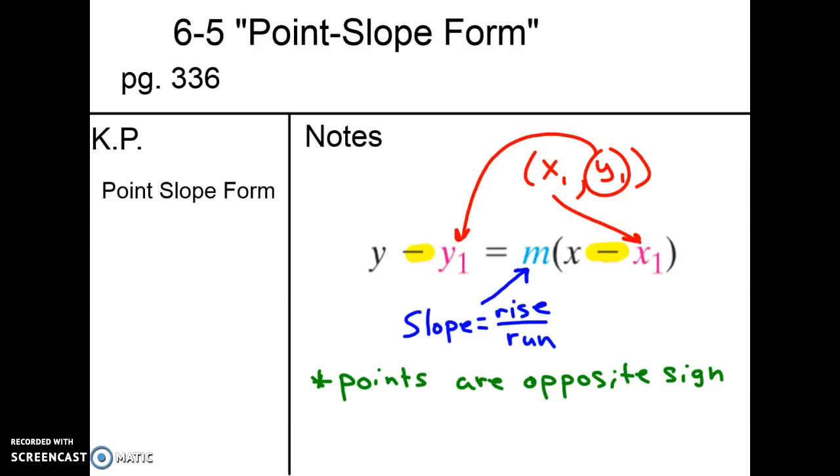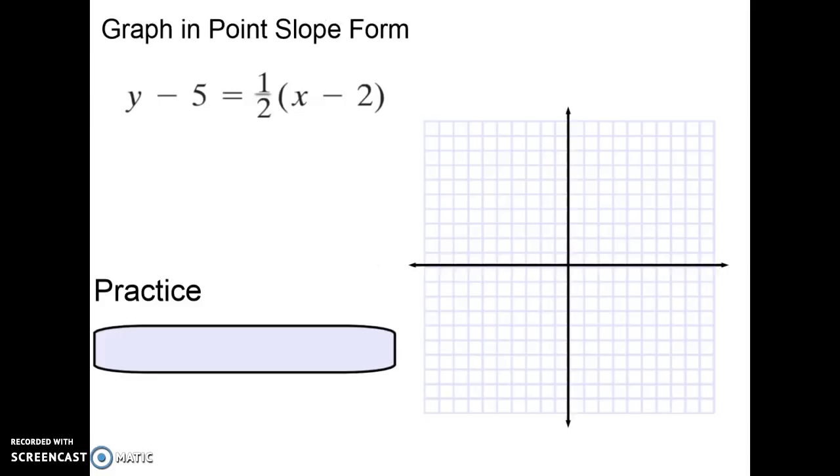Feel free to pause this video if you need to continue taking notes, but I'm going to move on to the next slide here. So we're going to graph a line in point slope form. First of all, we're going to take our point, where y is 5 and our x is 2. So we have the point (2, 5). I'm going to plot that point: go over 2, up 1, 2, 3, 4, 5, and put a point.